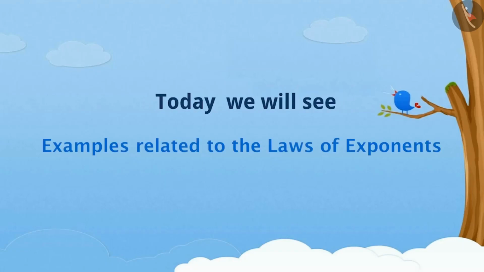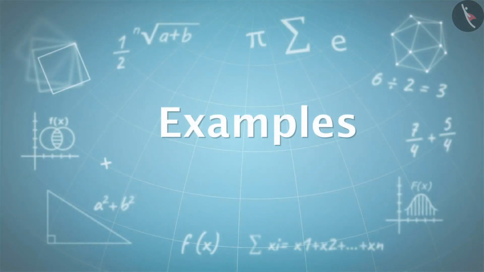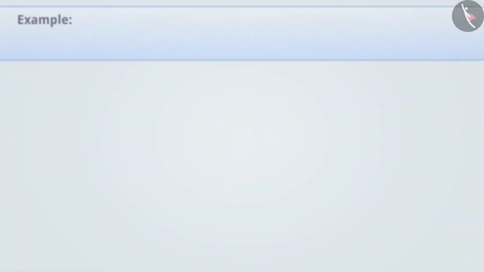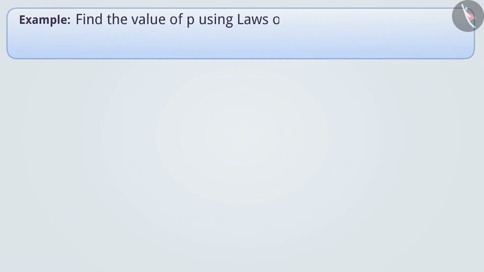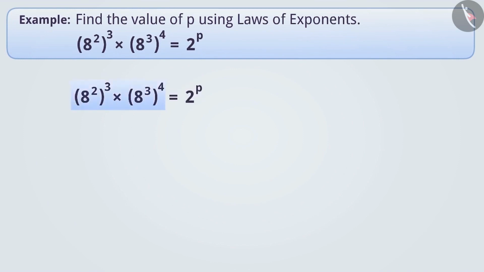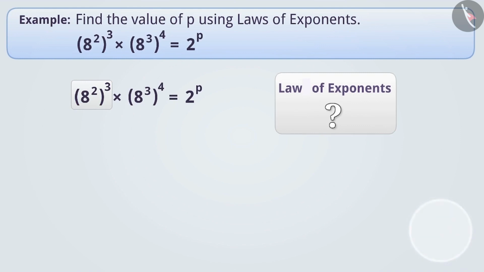Today, we will see some examples related to the laws of exponents. Find the value of p using laws of exponents. To find the value of p, we have to solve the left-hand side so that we get only 8 as the base. So let's solve 8 square to the power of 3 multiplied by 8 cube to the power of 4. If we have to simplify 8 square to the power of 3, then which law of exponents should we use? Think a little.